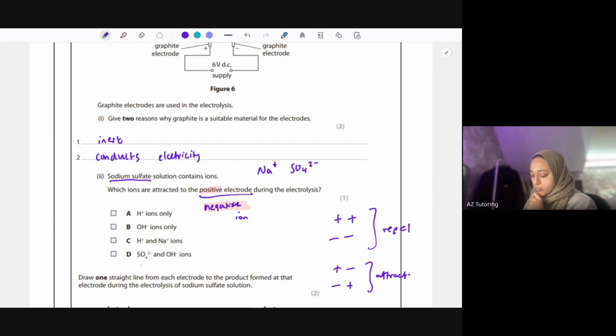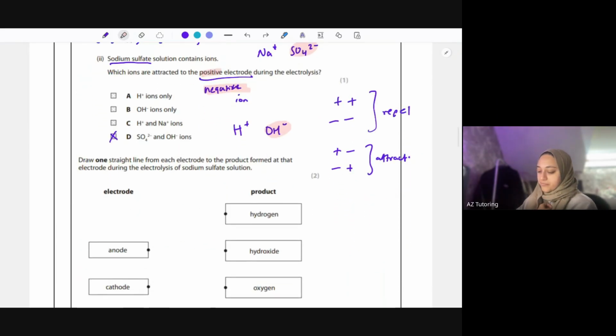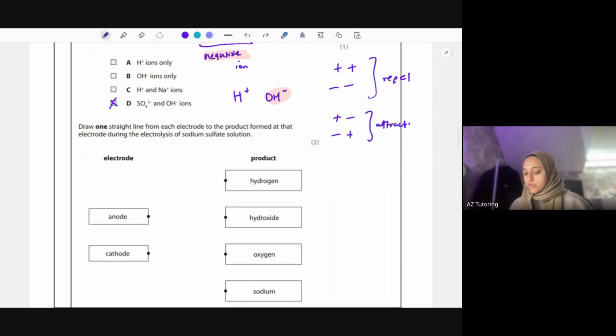So I can see the only option here with SO4 2 minus is this one here. But it's also got that OH minus. So where's OH minus coming from? The OH minus is coming from the solution that it's in, so the water. So remember, the water splits up to H plus and OH minus. So the two negative ions attracted to the positive electrode are OH minus from the solution that it's in, and the SO4 2 minus from the sulfate solution as well. Okay, so that's SM2.